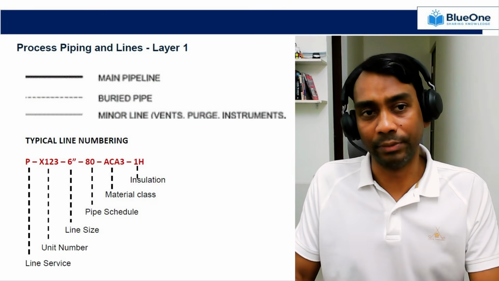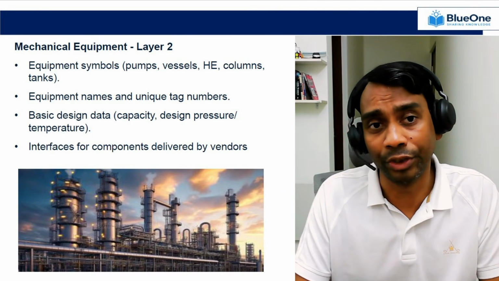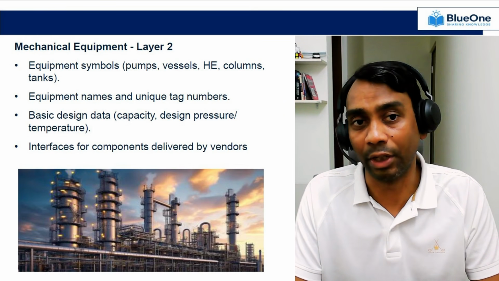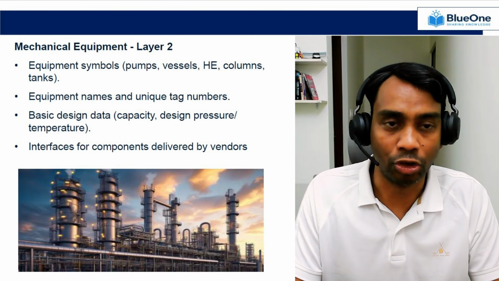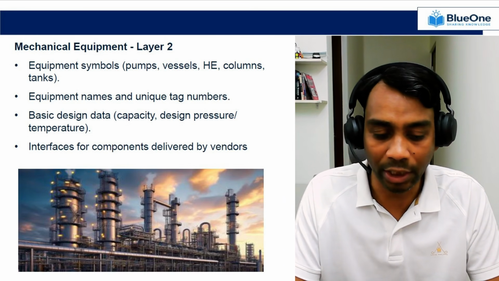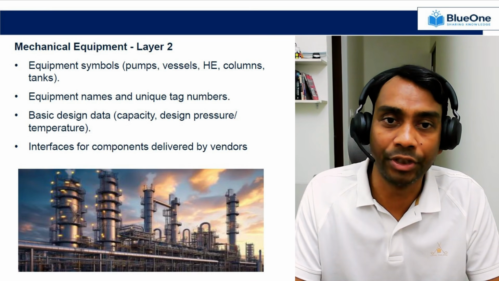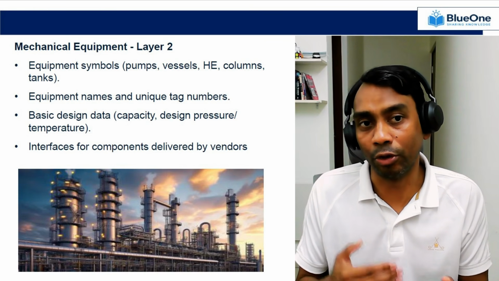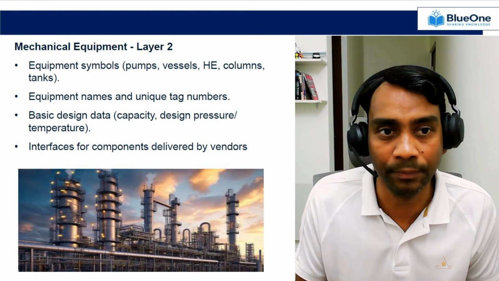If we move further, we'll talk about layer 2, which is your mechanical equipment, all your rotating as well as static equipment. So if you go to layer 2, the equipment symbols. Normally in any particular P&ID, you will have equipment symbols like pumps, vessels, heat exchangers, columns, and you can find all this information from your legend sheet. I'll talk about that further in our discussion.